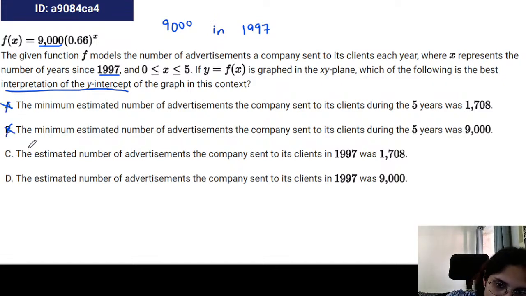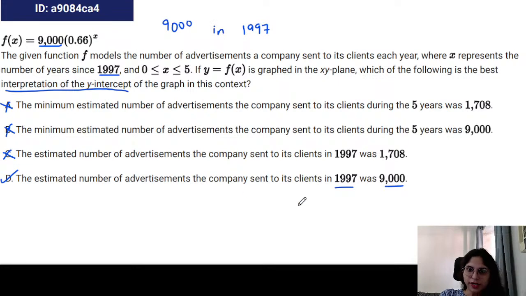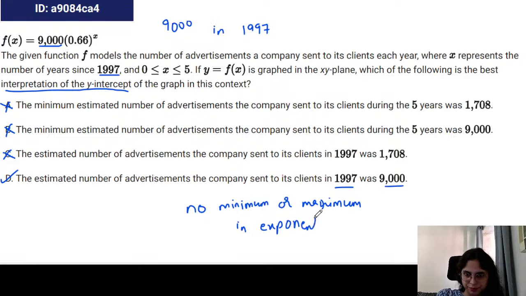So this minimum is already gone. So 1997, the answer is 9000. 1997 answer is not 1708. So this is already gone. So this is my answer. And I'm also going to write no minimum or maximum in exponential. So wherever you see minimum or maximum, that's not going to be the answer.